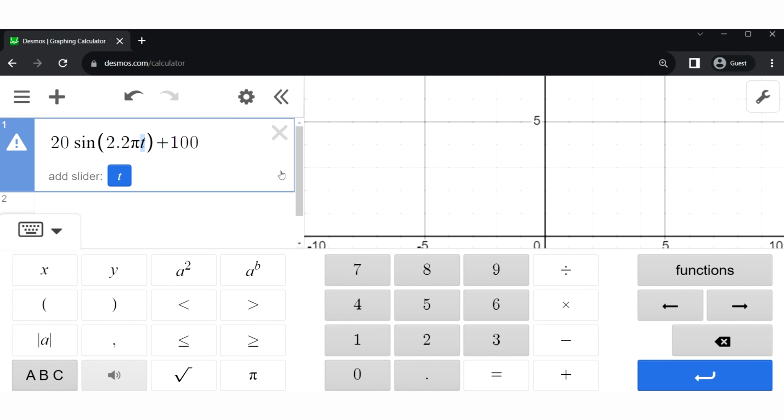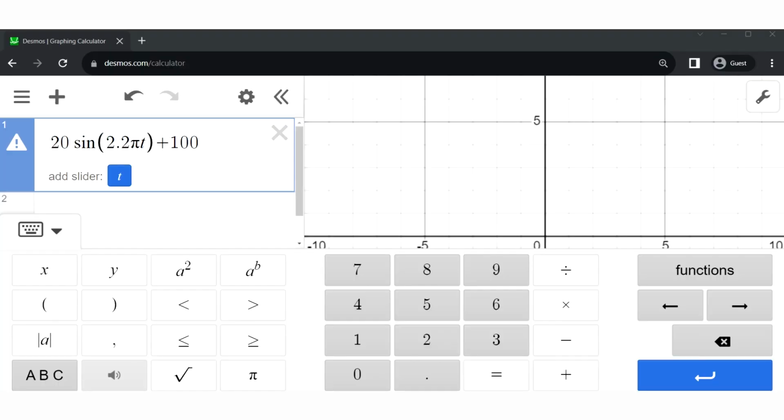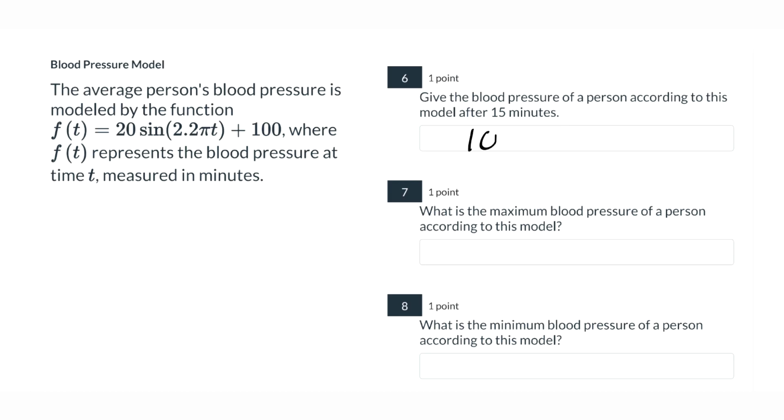And either way, we're actually not asking it to graph it at this moment. We're actually just asking to figure out what's going on after 15 minutes, which is t measured in minutes. So where this t is, I'm just going to replace that with times, and they wanted to know what's happening at 15 minutes. So according to me just plugging all the correct information into the function, if you replace t with 15, you get exactly 100. So that would be the answer, 100.